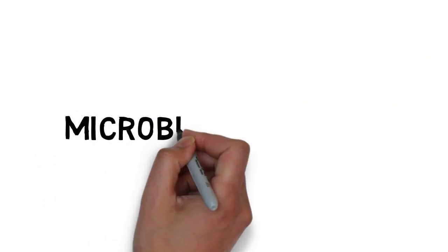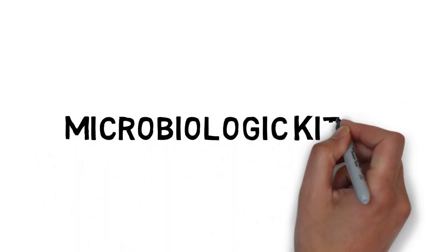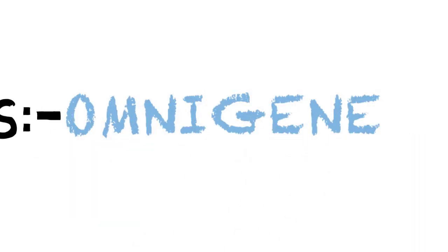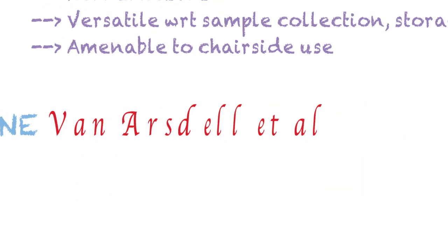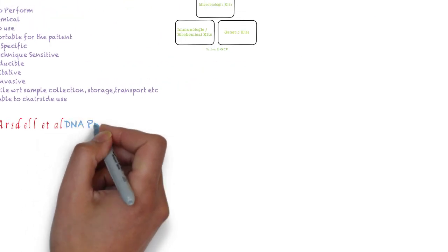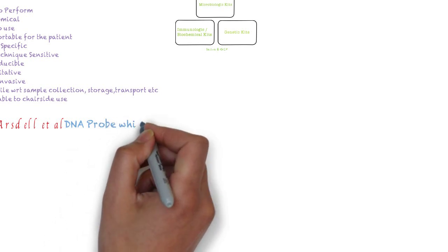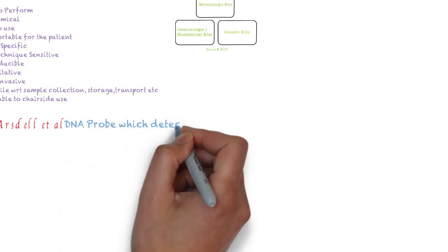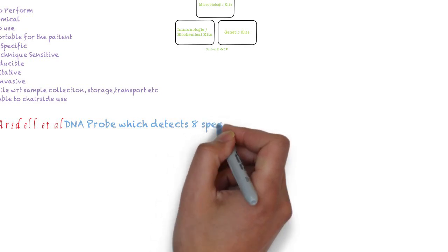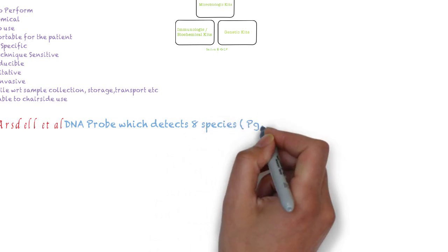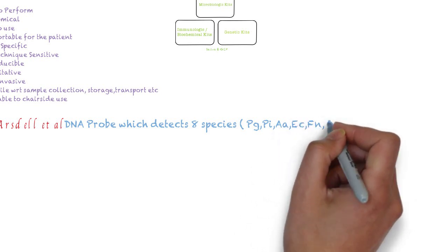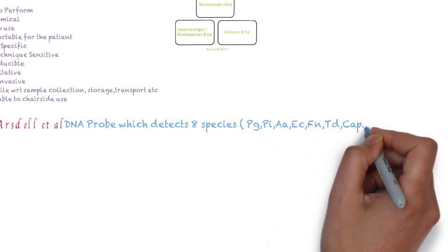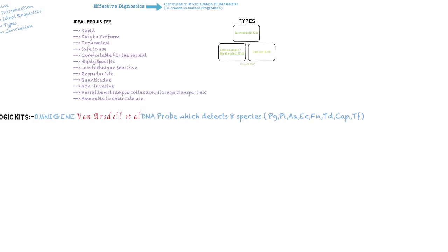Let us now see some examples of microbiologic kits. The first one being OmniGene. This was given by Van Arsdale et al. And these are species-specific DNA probe systems for 8 of the known periodontal pathogens, namely P. gingivalis, Prevotella intermedia, A. actinomycetemcomitans, Fusobacterium nucleatum, E. corrodens, Campylobacter rectus, Bacteroides forsythus, and Treponema denticola.